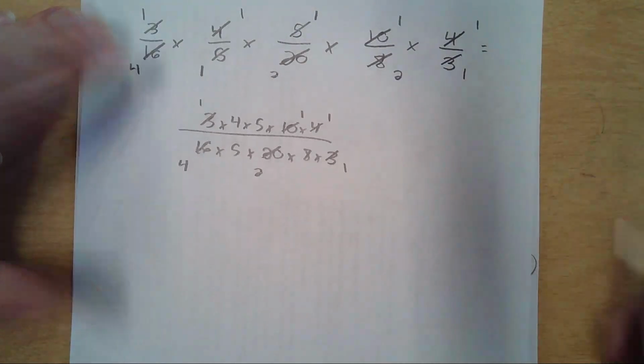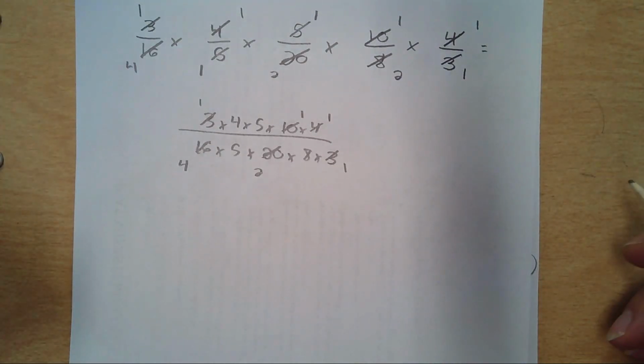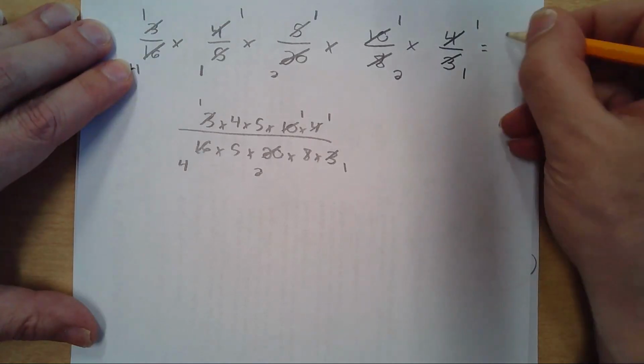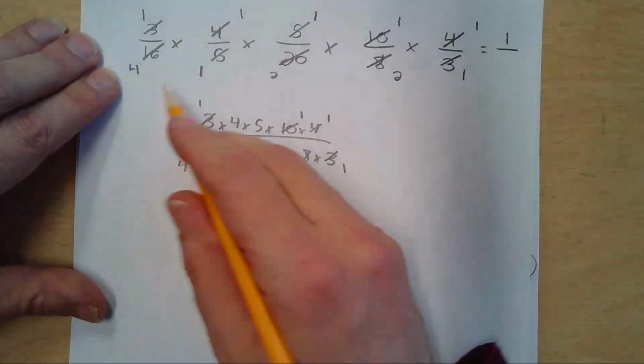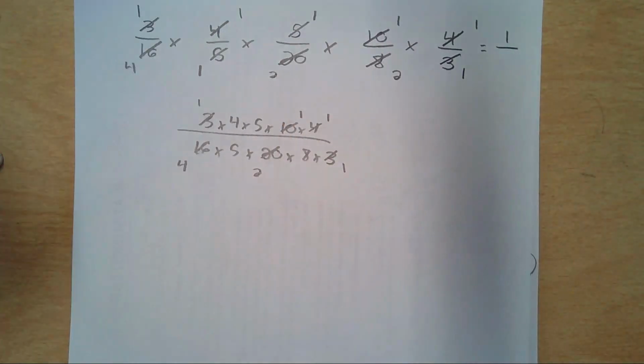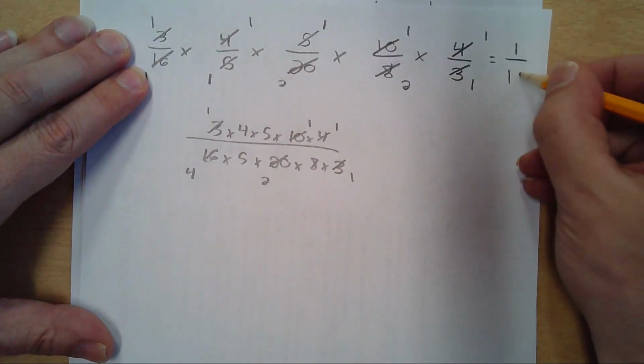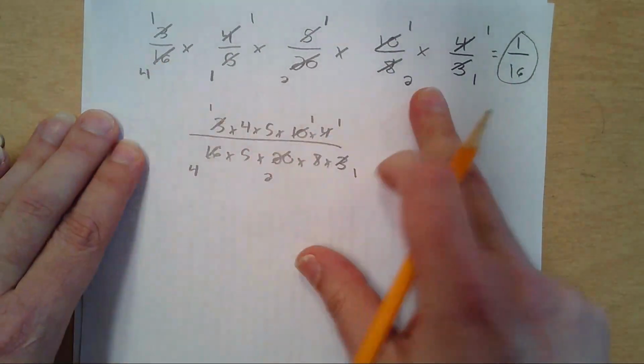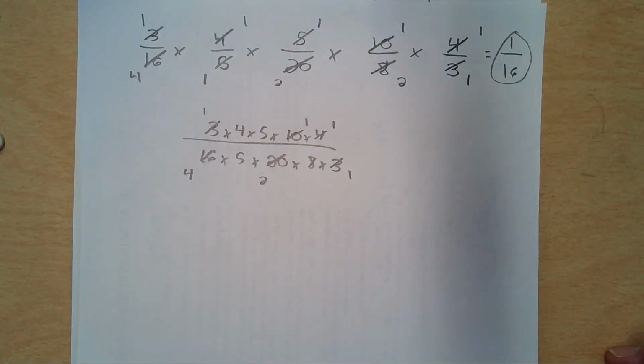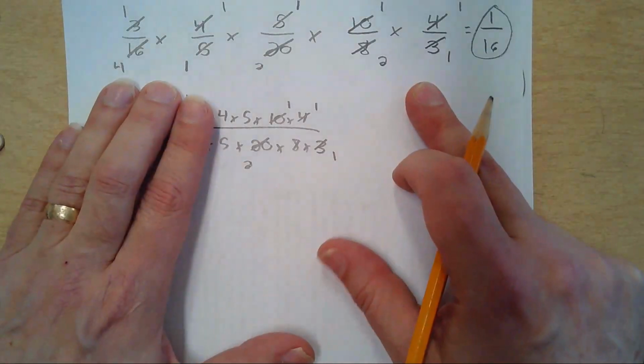So what do I have for an answer on top? What's 1 times 1 times 1 times 1 times 1? 1. What's 4 times 1 times 2 times 2 times 1? 16. And there's my final answer to this mega problem that we just had. And that was a mega problem, wasn't it?